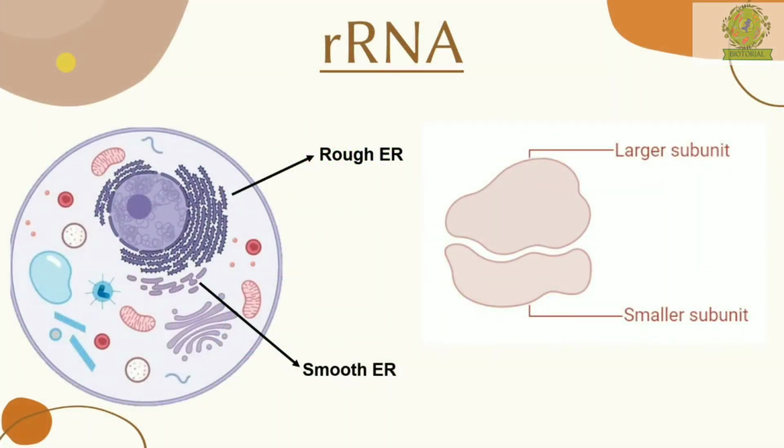We have learned this in our lower classes that there is a cell. This is the cell, and it consists of many organelles like the nucleus, and we also have mitochondria, Golgi apparatus, vacuoles, lysosomes, etc. Apart from this, inside a cell we also have endoplasmic reticulum, also known as ER. These endoplasmic reticulums are of two types: the first is rough endoplasmic reticulum and the second is smooth endoplasmic reticulum. Now what is the difference between the rough and smooth endoplasmic reticulum?